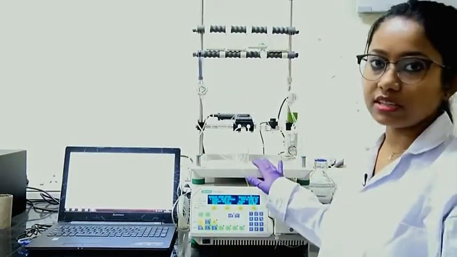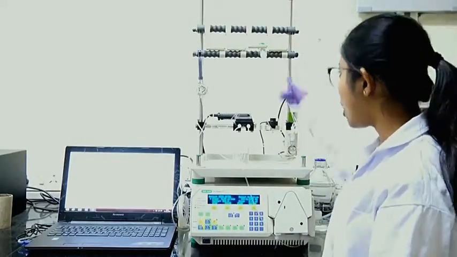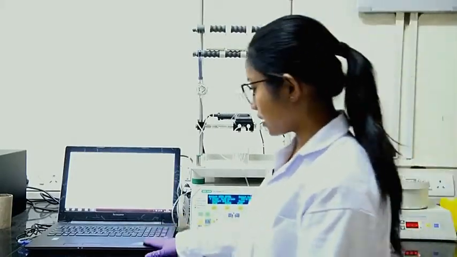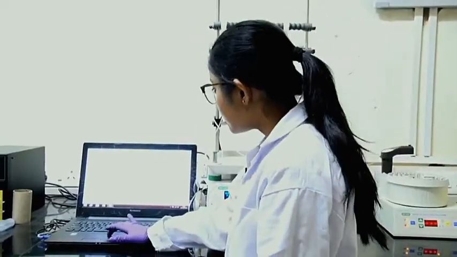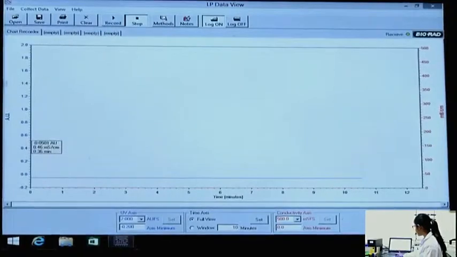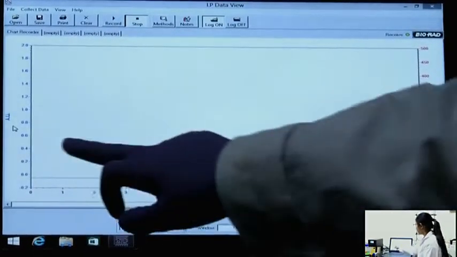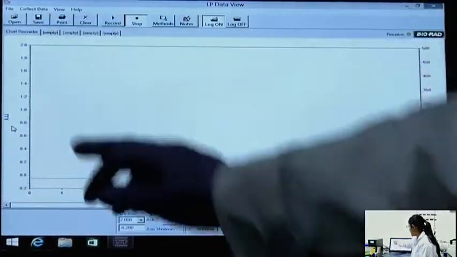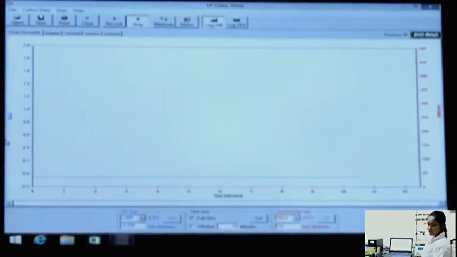As I mentioned, you can monitor the absorbance and the conductivity of the flow coming out from your column by using this computer, which is linked with this instrument. As you can see, this is a chart-like presentation, and there are two axes. One is the blue one, which tells you about the absorbance, in AU or arbitrary units. This is the absorbance value at 280 nanometers. So, if any kind of protein is coming out from your column, you can monitor that.